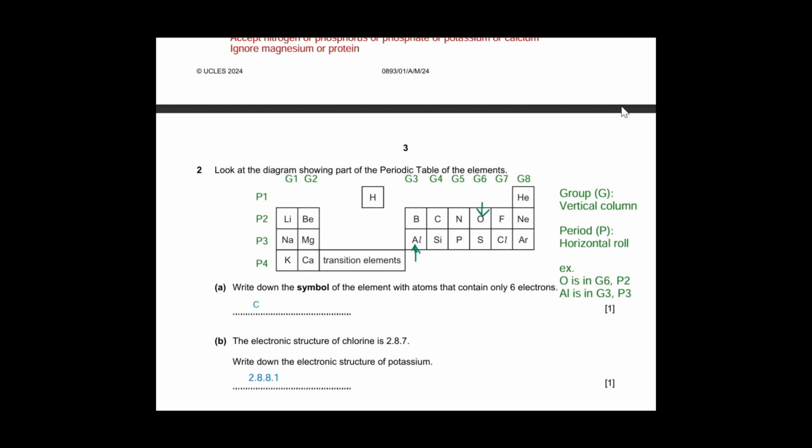Now back to the question. Write down the symbol of the element with atoms that contain 6 electrons. Well, if it's an atom, the number of electrons and the number of protons are the same.